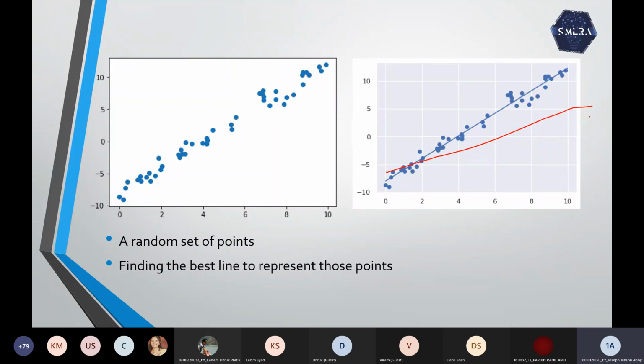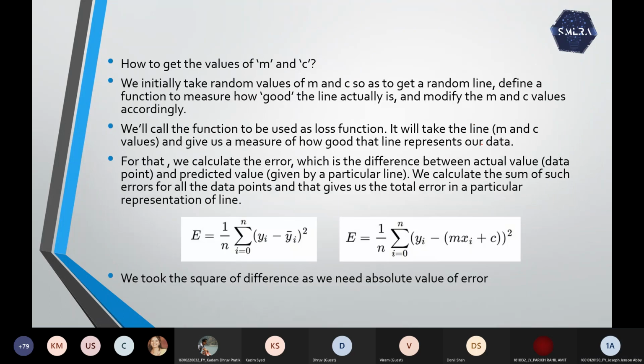The line is not a perfect fit. So how does the machine know that this line is bad? When you know this line is bad, only then can you tweak the line so that it becomes more and more like this line, correct? So you need a measurement, a way to define how good or bad the line is. For that, we introduce a function called loss function.